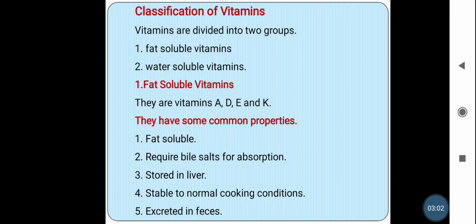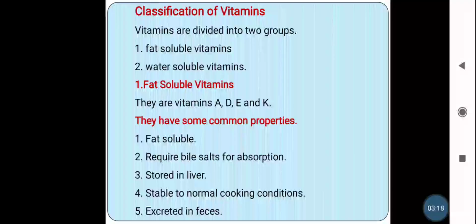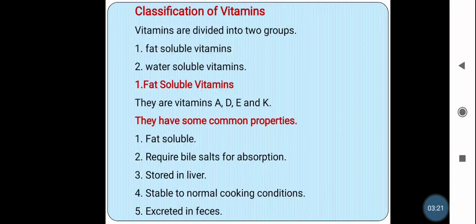So here is the classification of vitamins. Vitamins are basically classified depending on their solubilities. So the two classes are fat soluble vitamins and water soluble vitamins. The fat soluble vitamins are vitamin A, vitamin D, vitamin E and vitamin K. Generally they have some properties: these are fat soluble, or these vitamins get solubilized or miscible with the fats. Also, they require bile salts for their absorption.